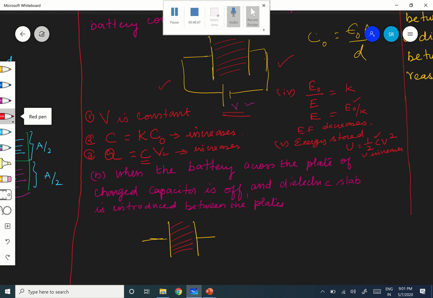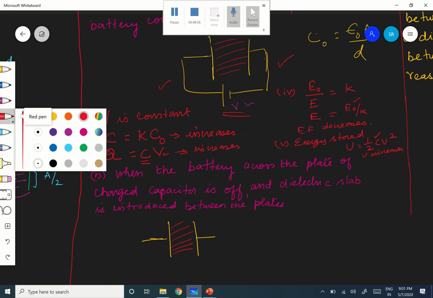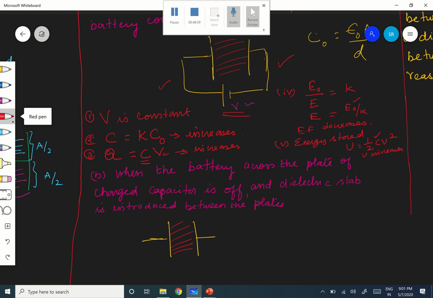Therefore, in that case, which factor will be constant here? Here the charge stored in both cases will be the same. It is not going to be affected. Therefore, Q is constant here, not V. When the battery is connected, V is constant. When the battery is removed, after that you are introducing a dielectric, then Q is constant. Battery connected, V constant. Battery disconnected, Q constant. If Q is constant, what will happen? Next one, what is the second one?